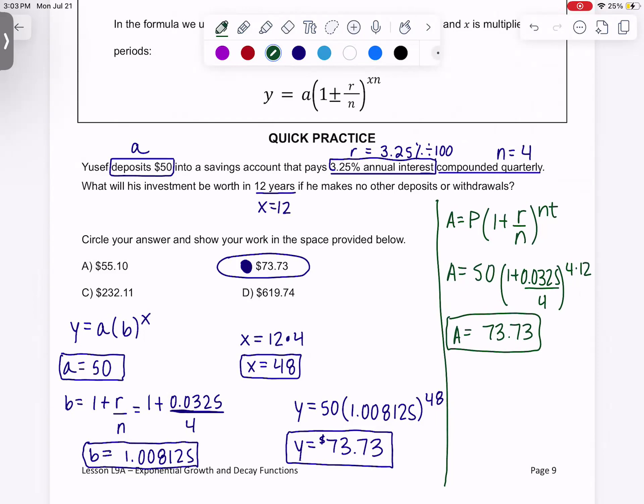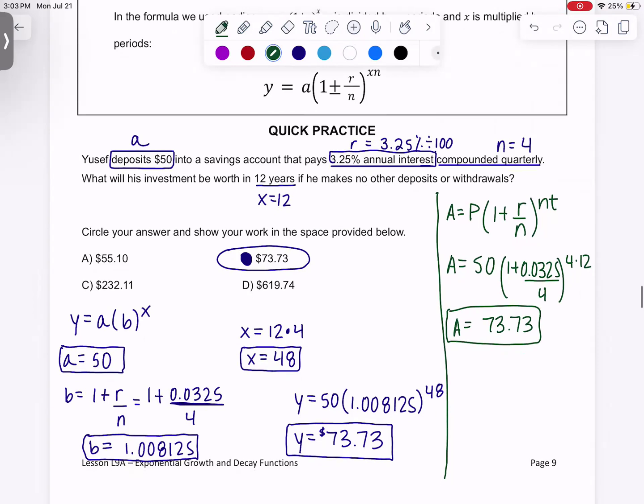Okay. Take a moment and let's continue with the independent practice, questions 1 through 11, and then you'll do the exit ticket. I'll go through the answers to questions 1 through 11 in just a moment.